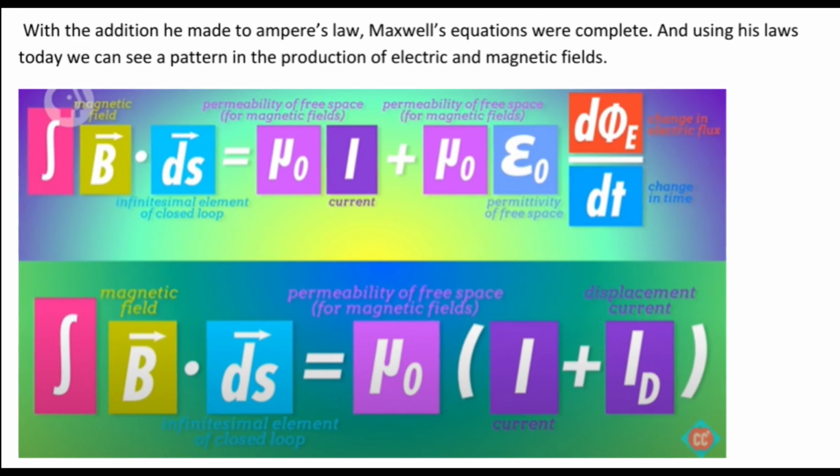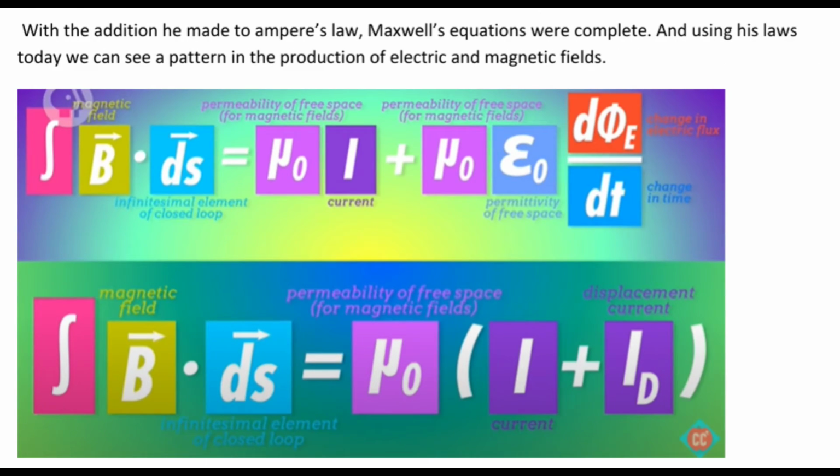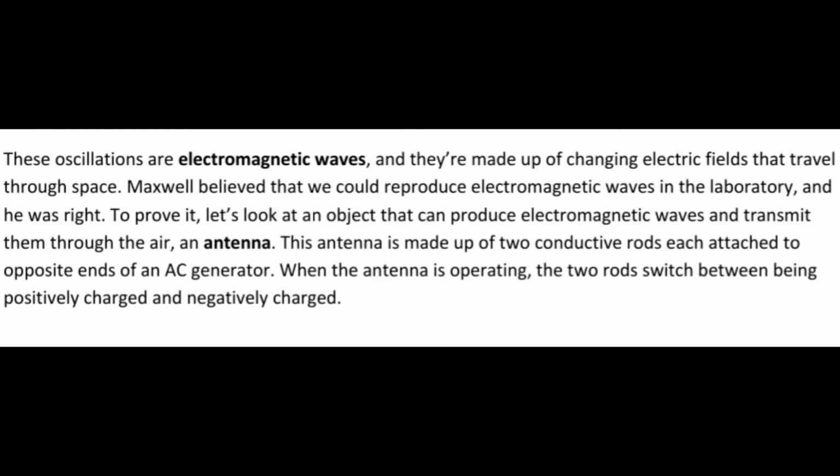With the addition he made to Ampere's law, Maxwell's equations were complete, and using his laws today, we can see a pattern in the production of electric and magnetic fields. These oscillations are electromagnetic waves, and they are made up of changing electric and magnetic fields that travel through space. Maxwell believed that we could reproduce electromagnetic waves in the laboratory, and he was right.